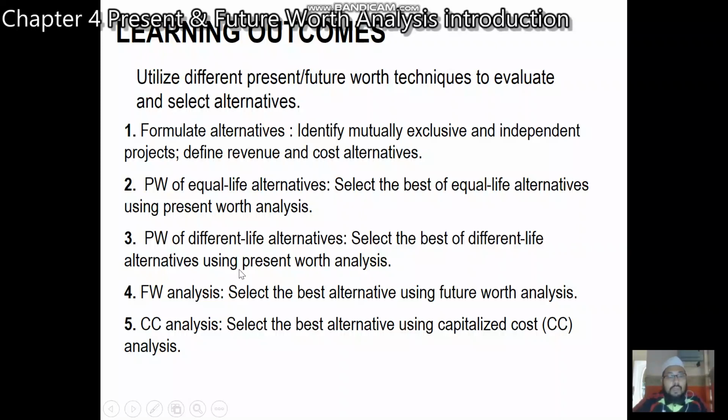And then we move to learning outcome number 4, future worth analysis method, where we bring all the values to the future value to solve the problems. And then the last part of this chapter, we will discuss capitalized cost analysis, also known as CC analysis, to solve problems involving infinite life. So when the life is infinite for the alternative, we have to use this CC analysis to solve the problems. So these are the 5 outcomes that we will cover in this chapter.